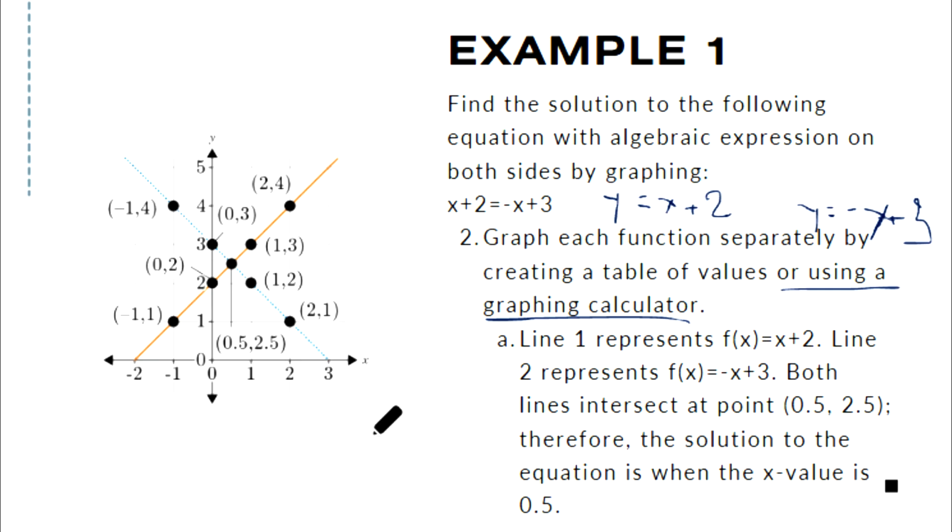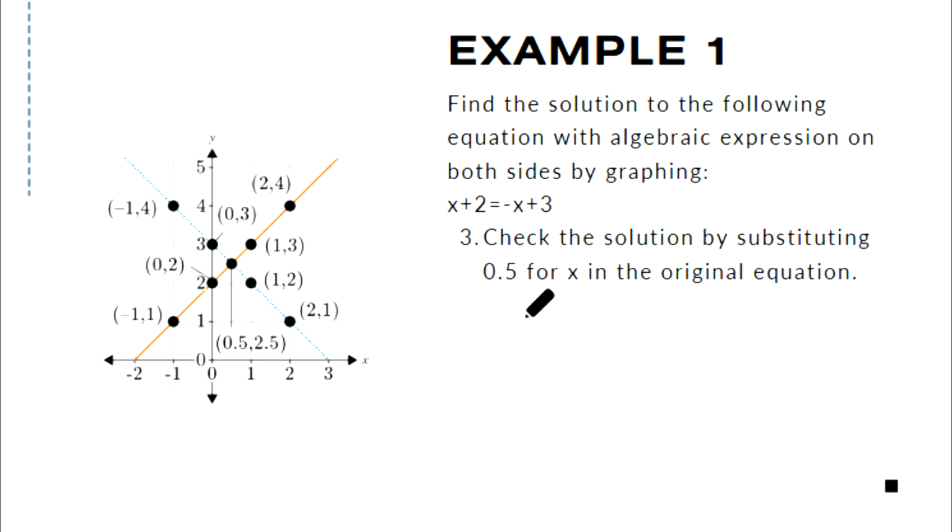So line 1, which I'm guessing is this blue one, represents, no, actually, it's the orange because it's positive. Line 1 represents f of x equals x plus 2, and you can tell that because there's the y-intercept at 2. Line 2 represents f of x equals negative x plus 3. Both lines intersect at the point (0.5, 2.5), which is right here, okay? Therefore, the solution to this equation is when the x value is 0.5. So the solution here is 0.5, because with two lines we're looking for the intersection.